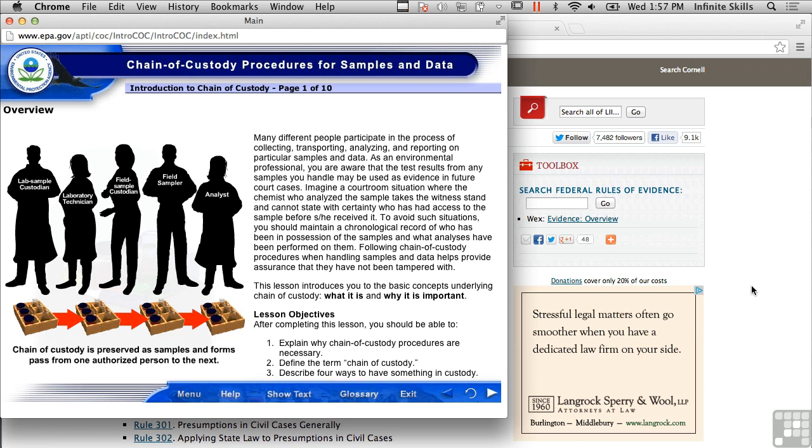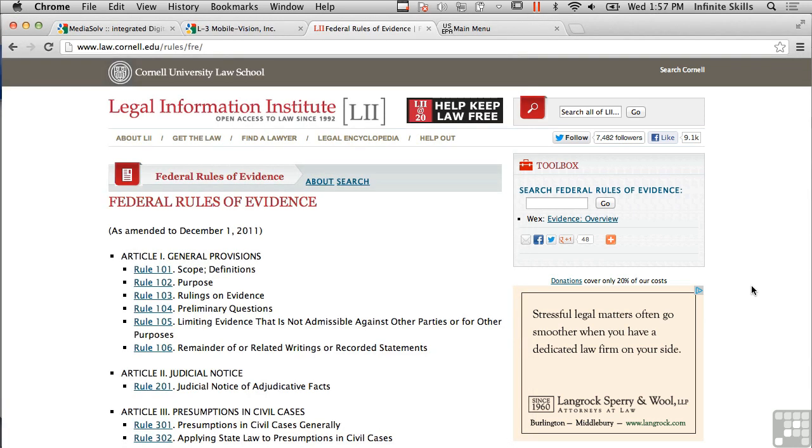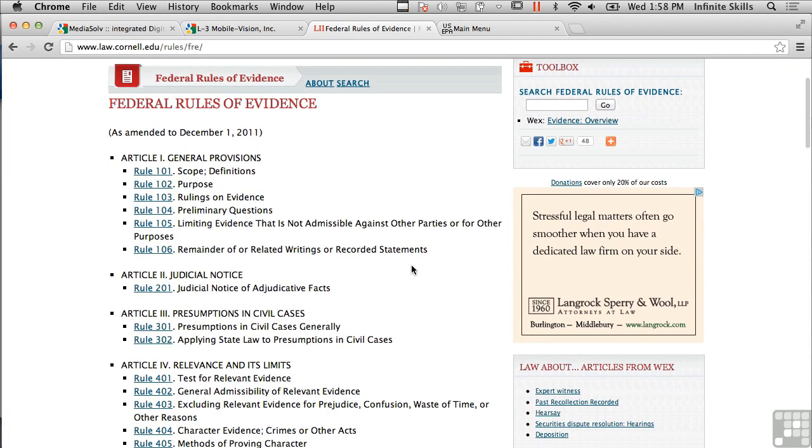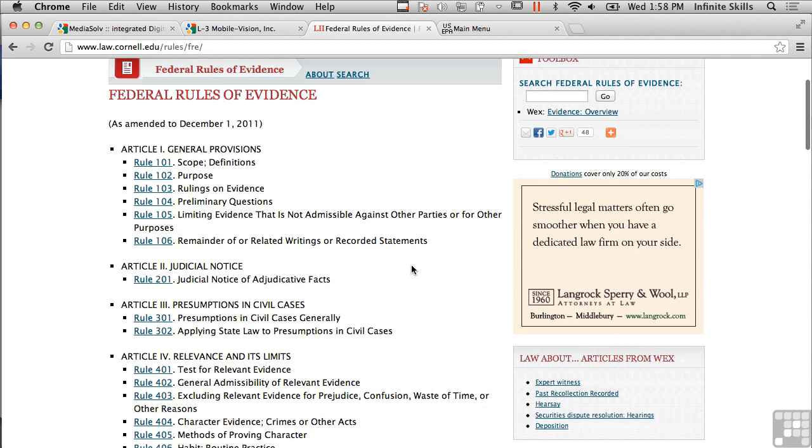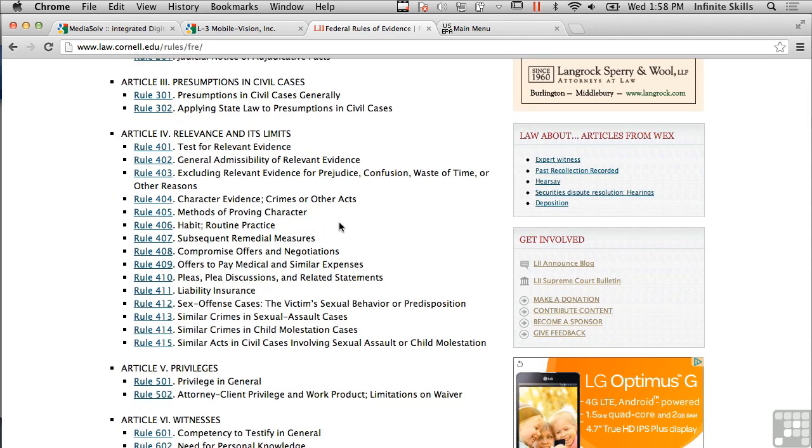So you may not have to do the same chain of custody documentation or be as rigid about it as you would in a legal investigation, simply, again, because you're not going to show up in front of a judge and have to present evidence and testimony regarding how the evidence was handled and what the chain of custody was. Since we're not in a court of law, we also don't have to necessarily follow the same rules of evidence. And you can see here, this is the Cornell University Law School, and here's all of the federal rules of evidence. There's an Article 4 here with relevance and its limits.